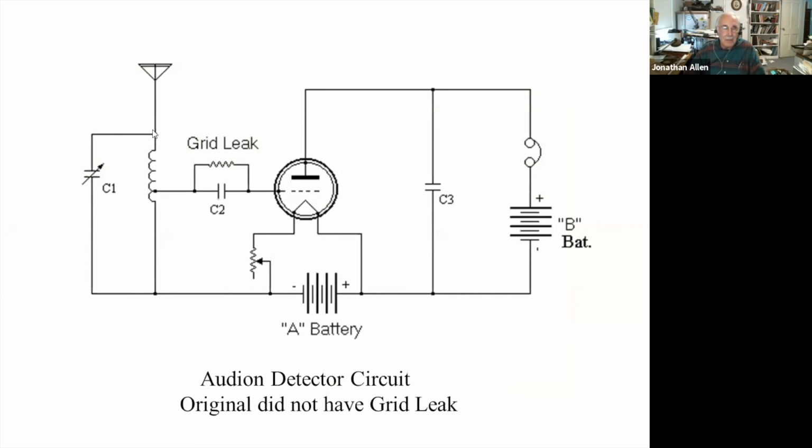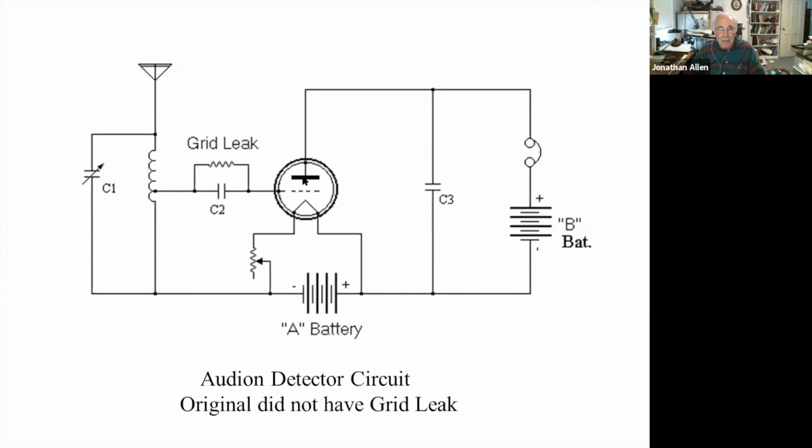It resembles what we saw before. The signal comes in the antenna, goes through a tuned circuit, an LC tuned circuit. You tap off that and couple into the grid of the tube. And by the way, the early version did not have a grid leak resistor, and that was a serious problem. I'll explain that in a few minutes.